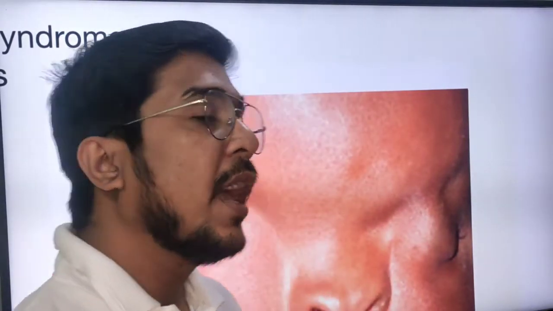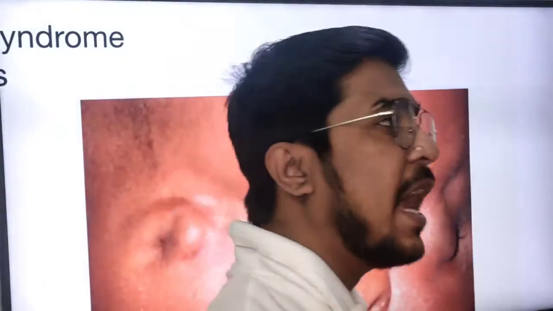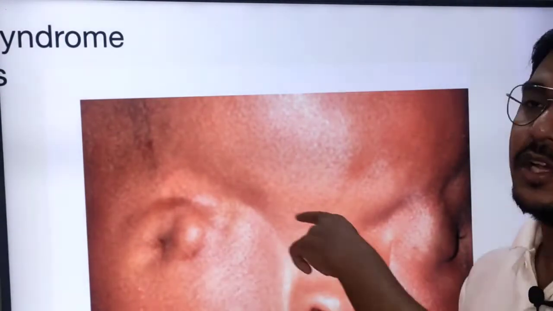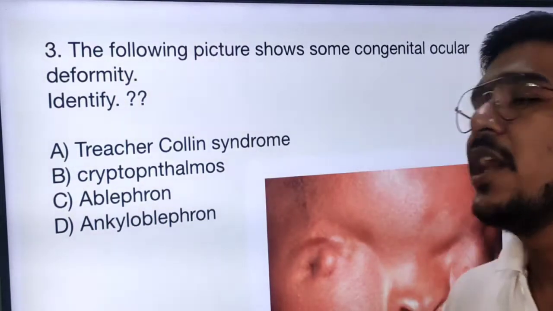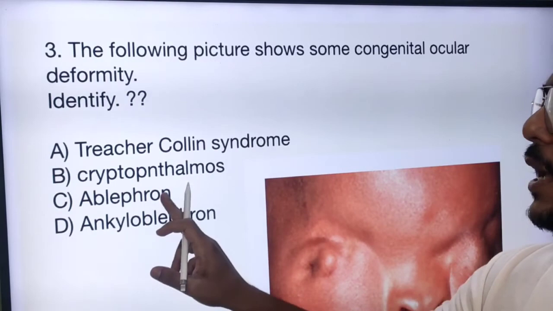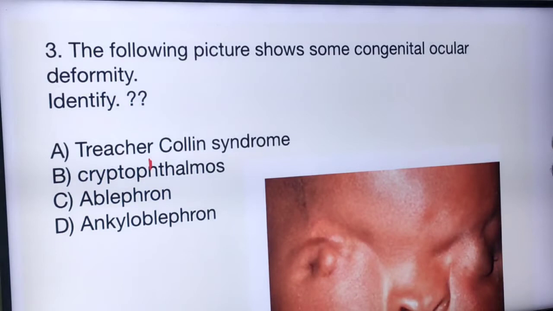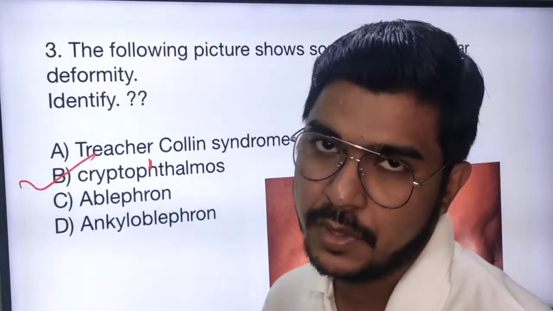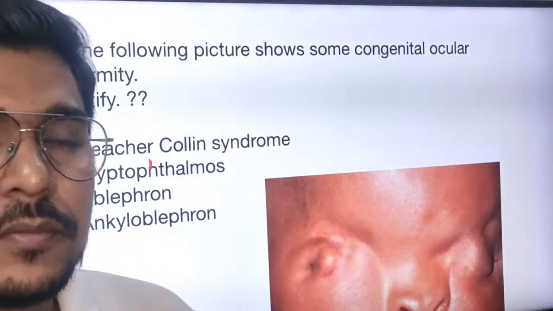The eyelids are actually formed by the anterior lamella, and then there is a separation of the anterior lamella into the upper half, making the upper eyelid, and the lower half making the lower eyelid. But here, in this condition, nothing has happened. So this unfortunate condition is what? Treacher-Collins syndrome, cryptophthalmos, ablepharon or ankyloblepharon? Cryptophthalmos. So the answer is cryptophthalmos. The non-separation of the eyelid is cryptophthalmos.